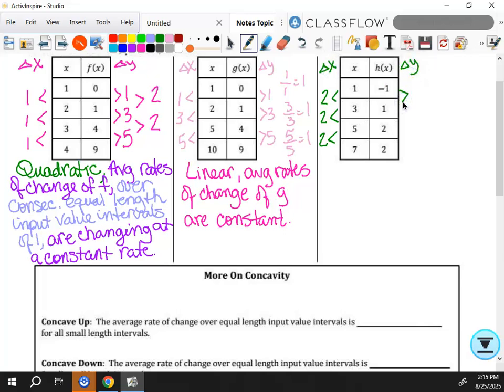1 minus a negative 1 is what? 2. 2 minus 1 is 1. 2 minus 2 is 0. Okay, is this linear? No. So then we go on to see if maybe it is quadratic. What is 1 minus 2? Negative 1. 0 minus 1, negative 1.